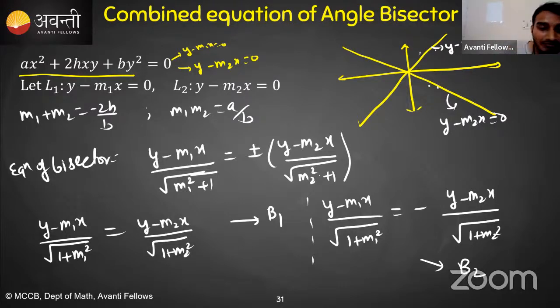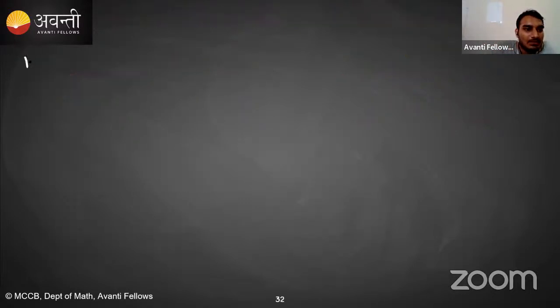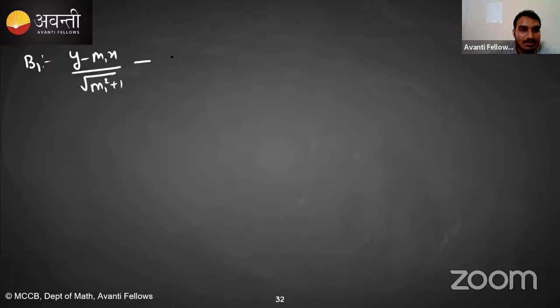Okay. So if I ask you, students, to find the combined equation of the angle bisectors, how will you do it? First, take everything to the LHS, right? And then B1 can be written as y minus m1x upon under root of m1 square plus 1 minus times y minus m2x upon under root of 1 plus m2 square.